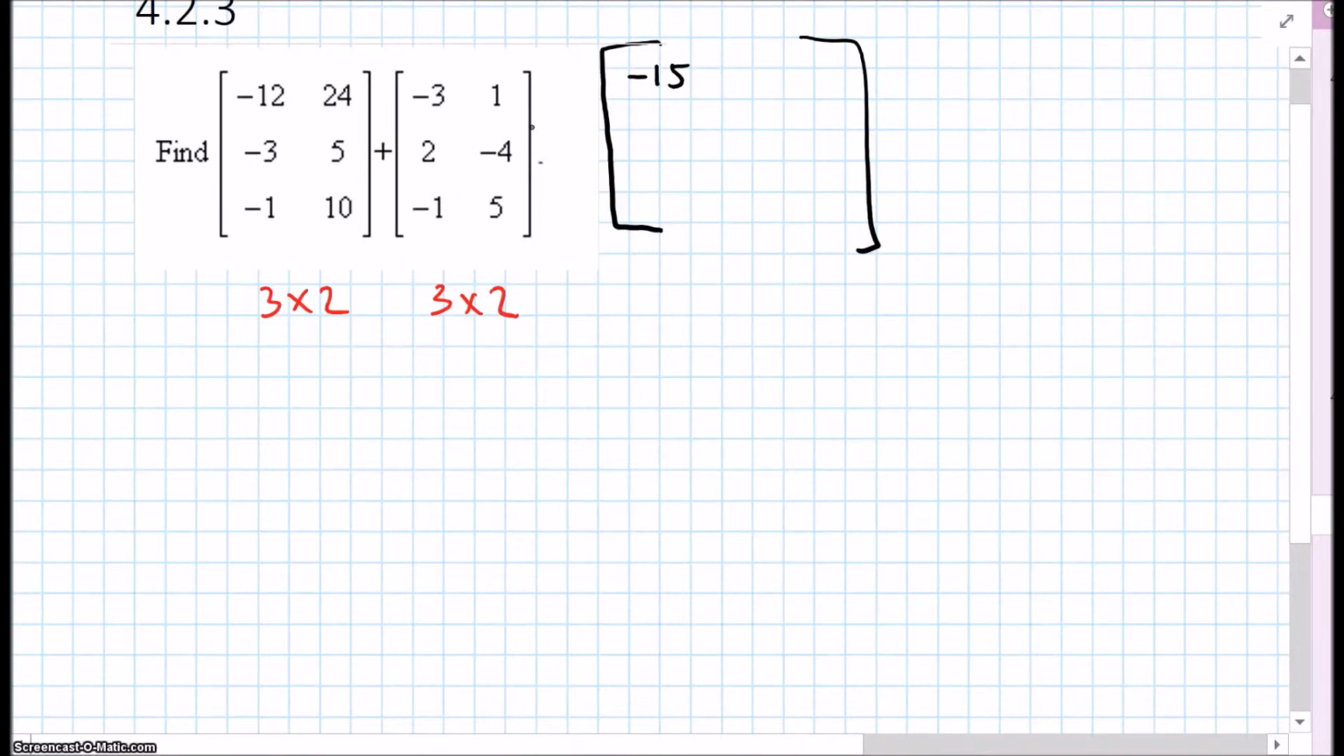Negative 3 plus 2 is negative 1. Negative 1 plus negative 1 is negative 2. 24 plus 1 is 25. 5 plus negative 4 is 1. And 10 plus 5 is 15. Okay?